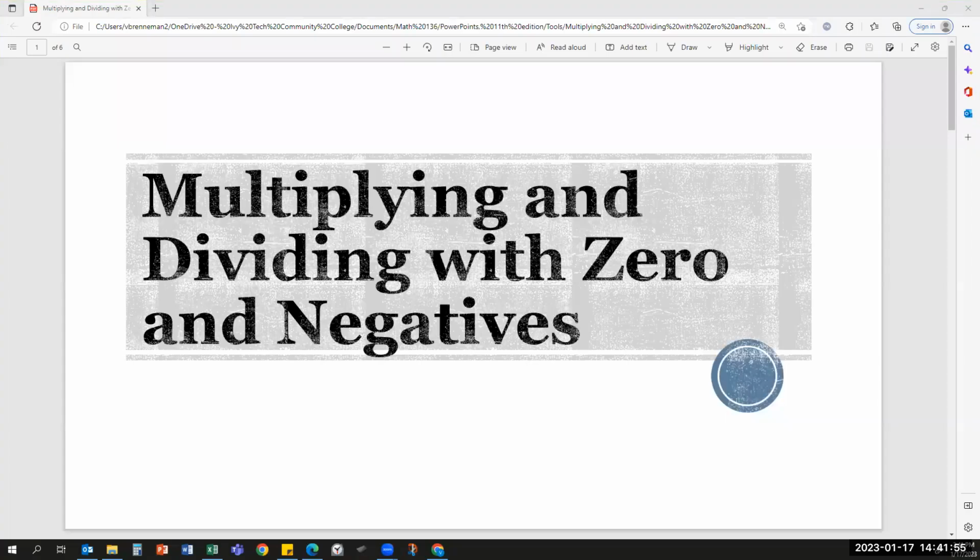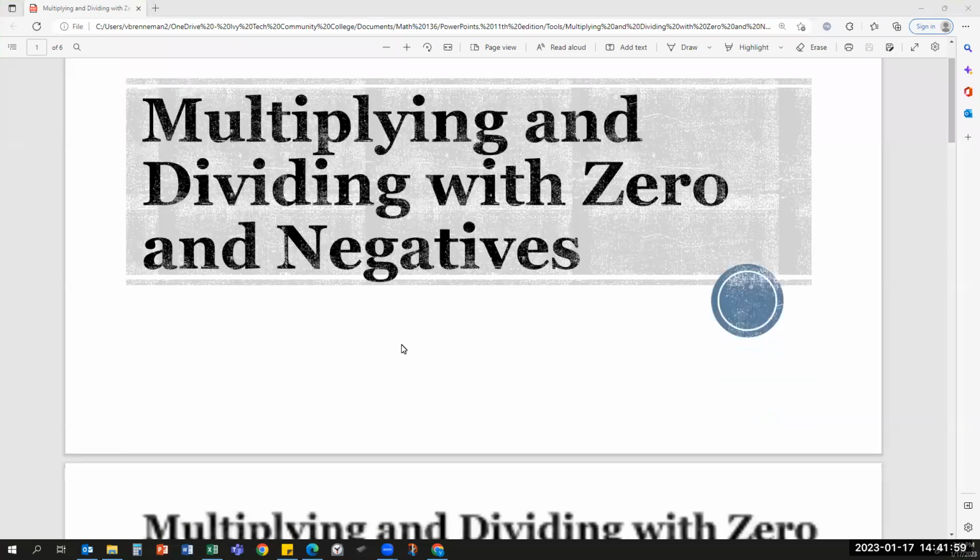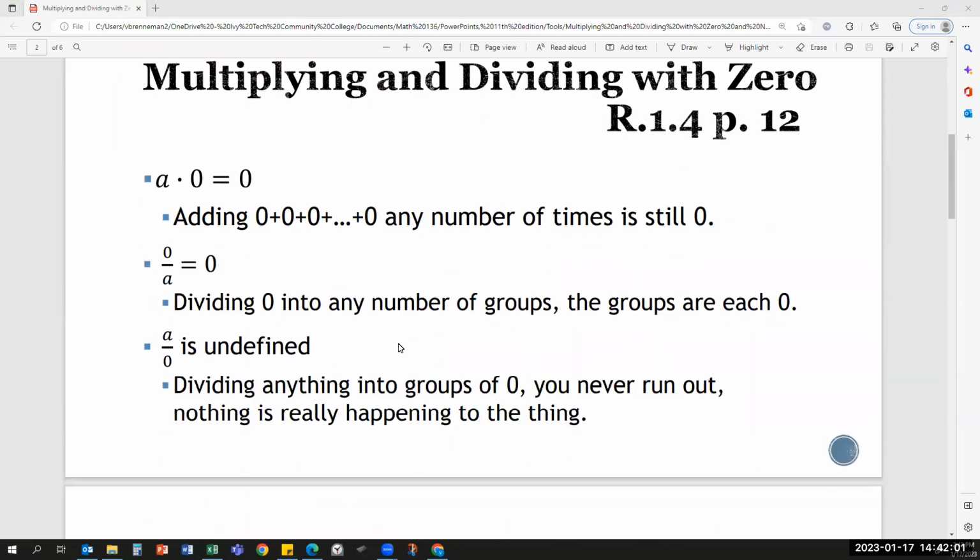Let's talk about multiplying and dividing with zero and negatives. So first off, multiplying and dividing with zero. These are just things you pretty much have to memorize, but there is a reasoning behind them. They make sense if you think about them. Anything times zero is zero.